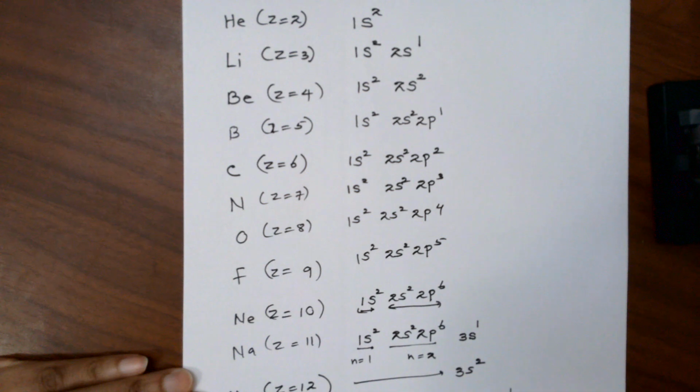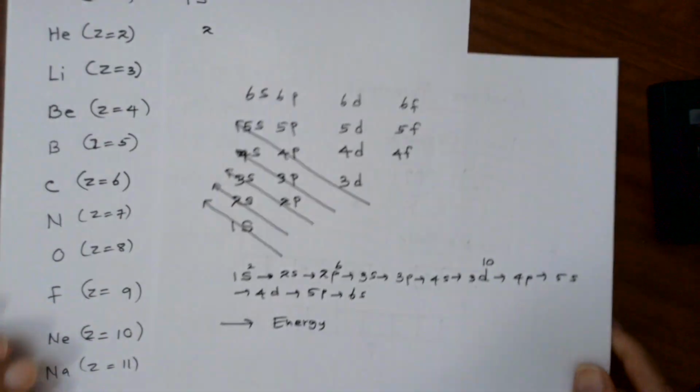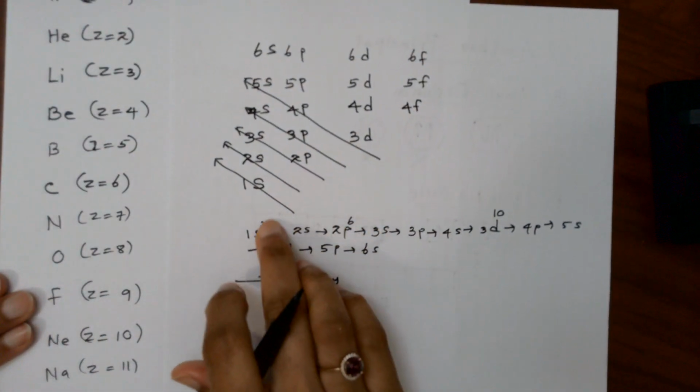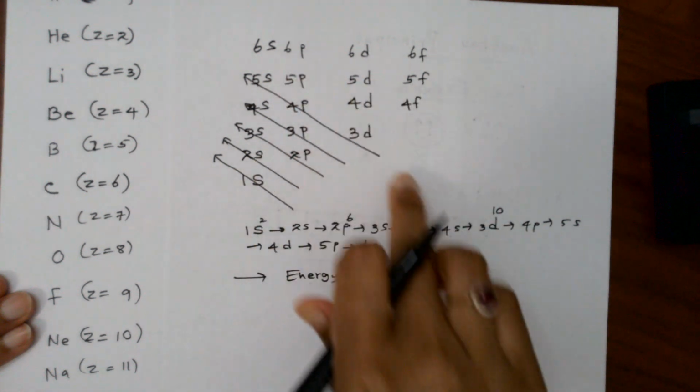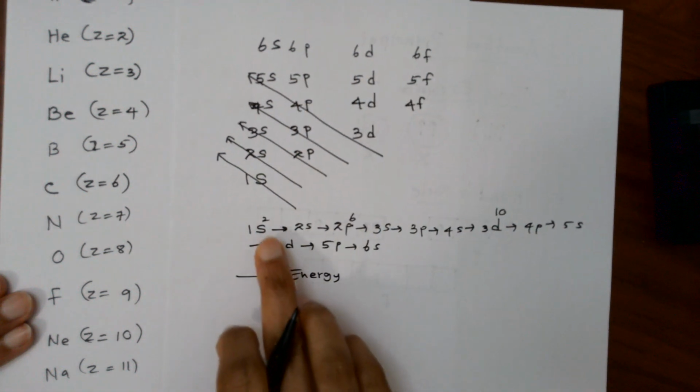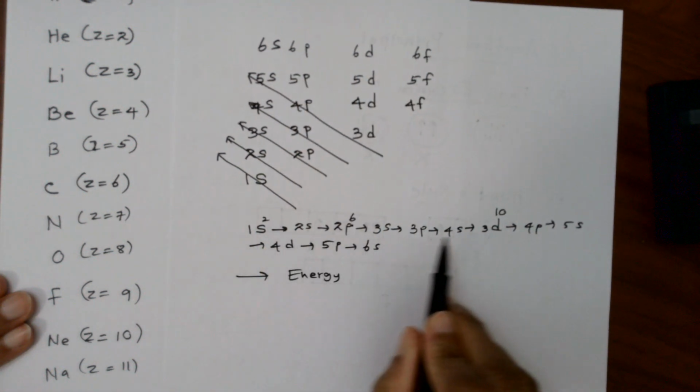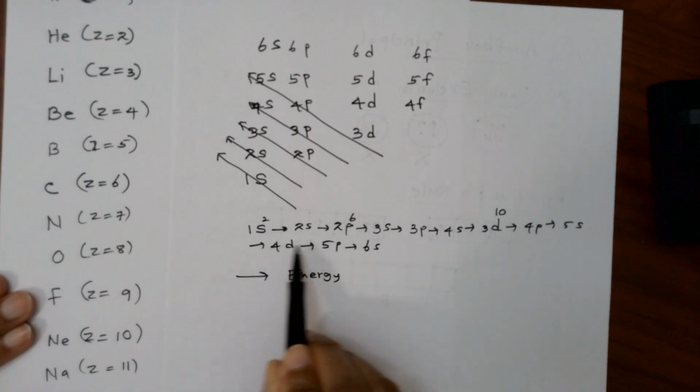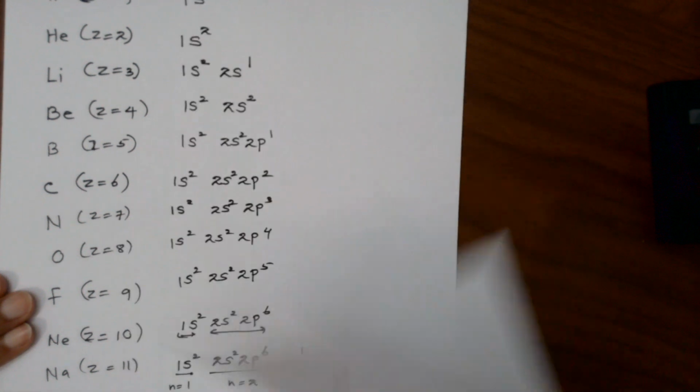So always try to follow this format, from the lowest possible energy level to the highest energy level. And then you can easily fill the electrons according to this energy-increasing order pattern, right?